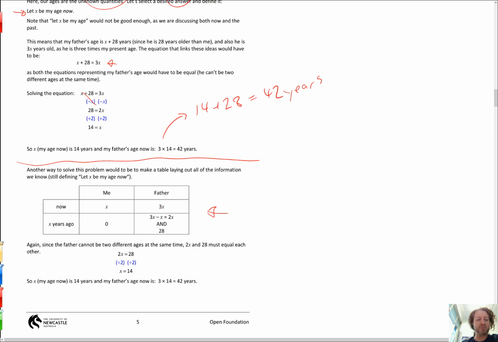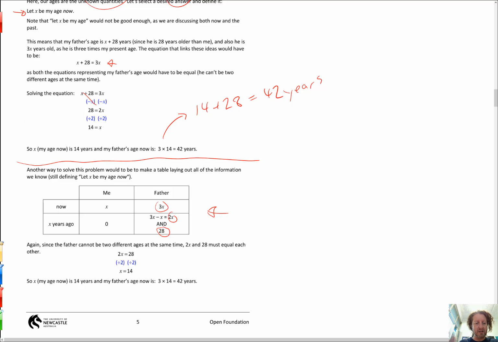Now, x years ago when I was born, I was 0. What was Dad? Well, I know that Dad was 28. Dad was 28 when I was born. So I know that Dad was 28, but I also know that x years ago, my age, x minus x is 0. Yeah, I was 0. How old was the father x years ago? What's 3x minus an x? It's 2x. And again, his age back then, he didn't have 2 different ages. That 2x must equal the 28. So 2x equals 28, x equals 14.